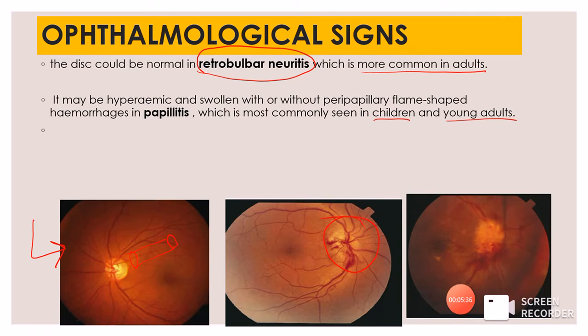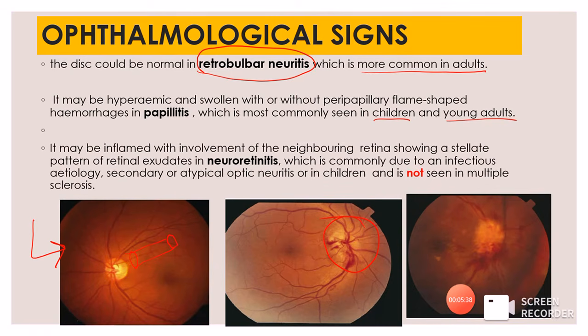Now, sometimes we see involvement of both the retina and the optic disc, right? In that case, we will have stellate patterns of exudates present in the retina, and this is called neuroretinitis, and probably the etiology here is infectious, right? And the presence of neuroretinitis is also an atypical type of optic neuritis, right? It is not seen in association with multiple sclerosis.